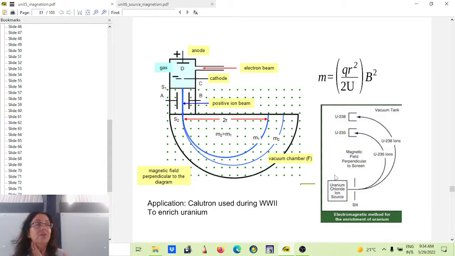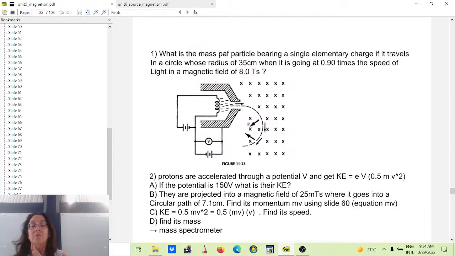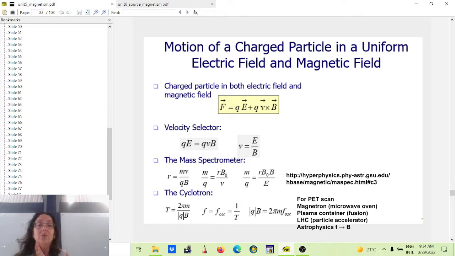So it's not very efficient. They don't do that anymore when they need to enrich uranium for a power plant. They have different ways to do it, like diffusion or using lasers, but that was back then. It was a very cheap way to do it, and at the time it was a breakthrough. So we did that problem. We hurried up to do that problem.